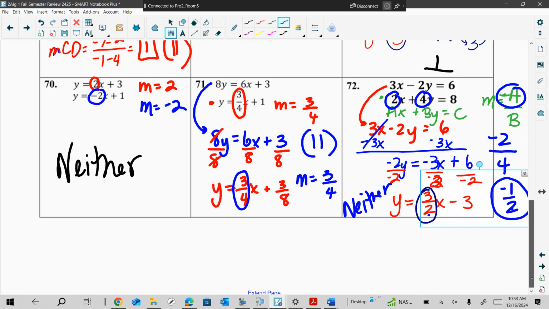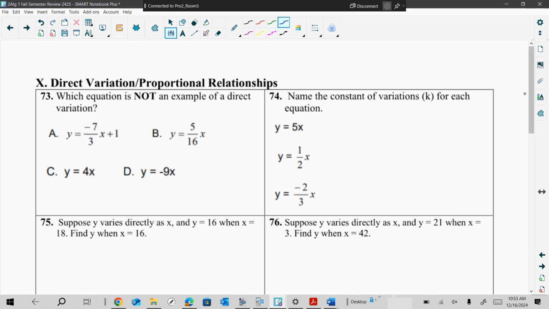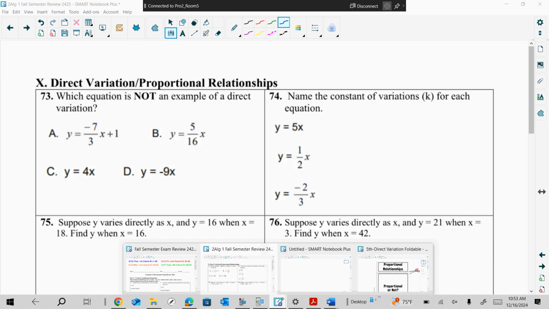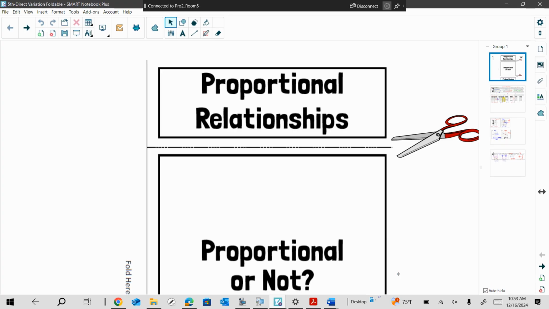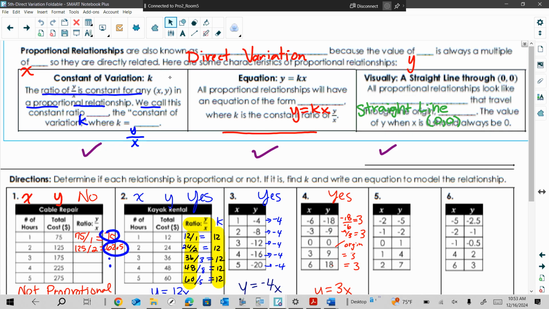All right, now the last section deals with the proportional relationship notes. The last section right here is direct variation and proportional relationship. When I'm talking about the notes, I'm talking about these notes that you did on quizzes or you should have done. It was part of your checkoff. You have to know.